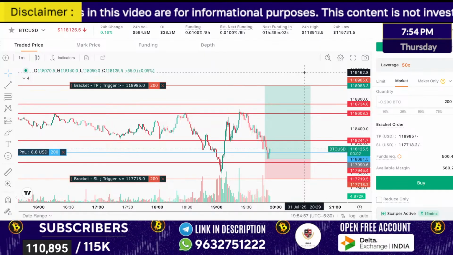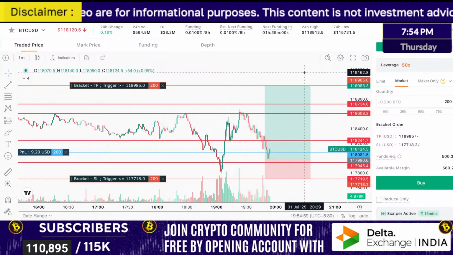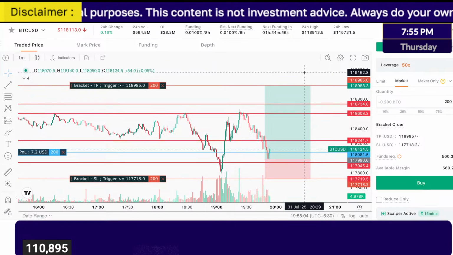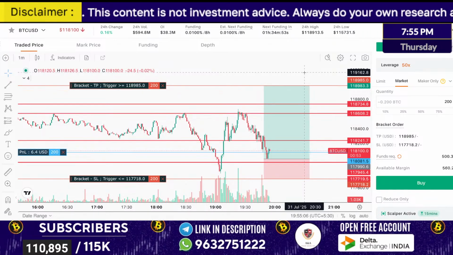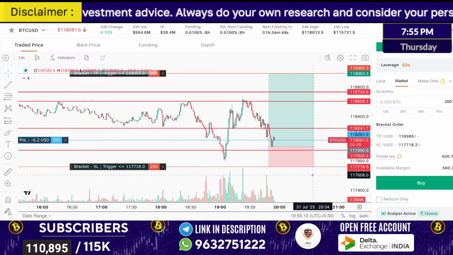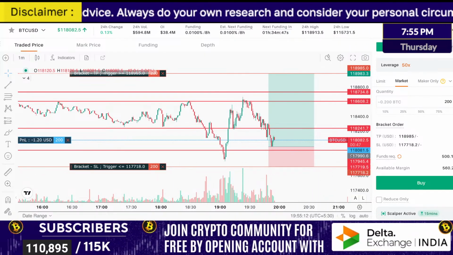Someone said you entered near 1,18,600, right? You want to trail your stop loss to maximum, you can do it. Or you think, no, the market will go very much to the bottom, if you're confident about that, then you can do it. Do what you wish to.